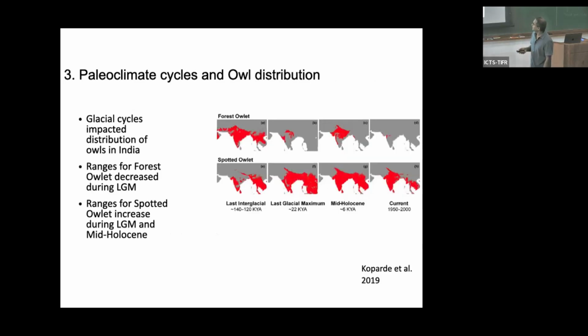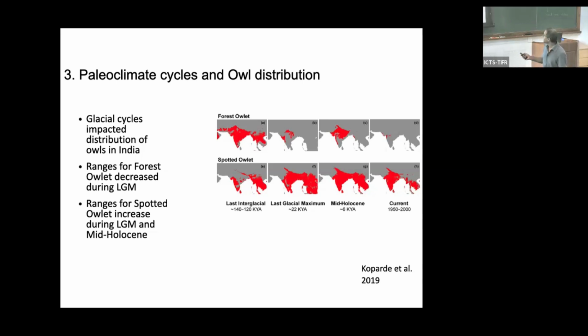And this is our research, led by Pankaj in the lab. What this shows is that we looked at two species, the forest owlet and the spotted owlet. I should have put the photos, but actually the names don't matter. What matters is the ecology of the species. The forest owlet is more of a wooded habitat bird, as the name says, forest, and the spotted owlet is an open habitat bird.